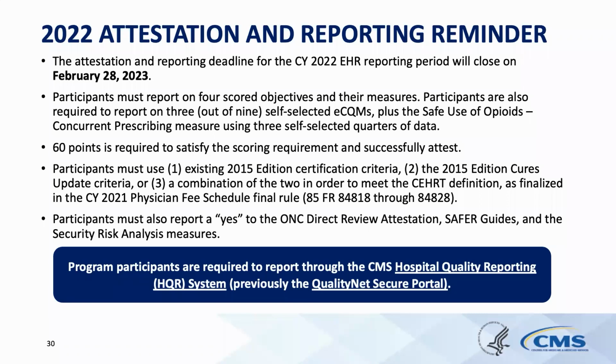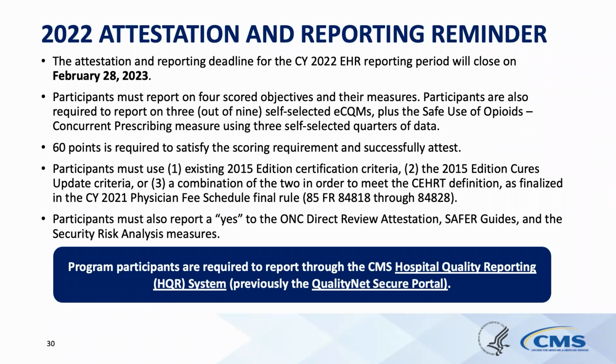So just a few reminders, the calendar year 2022 EHR reporting program will close on February 28th of this year. Included eligible hospitals and CAHs must report on the 4 required objectives and their respective measures, required reporting on 3 of the 9 available self-selected eCQMs, along with the additional eCQM, the safe use of opioids concurrent prescribing measure. And a reminder that for 2022 reporting, we are reporting on 3 self-selected quarters of data. Last year was 2, and next year will be 4.